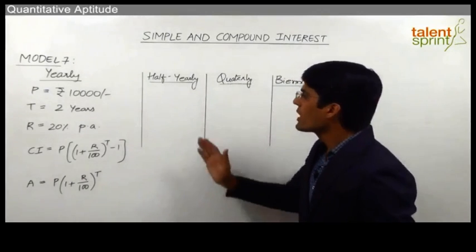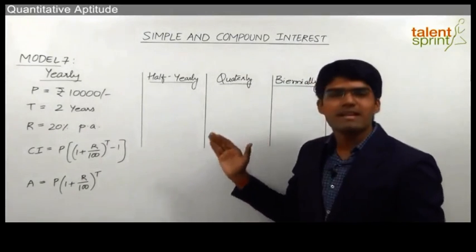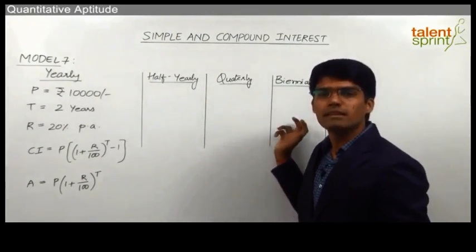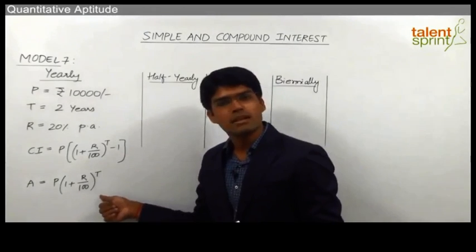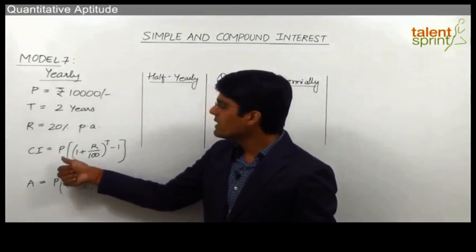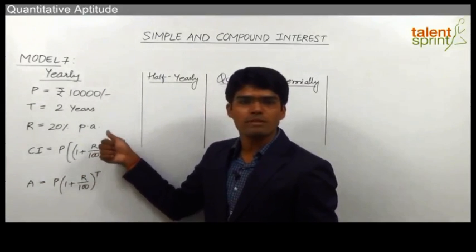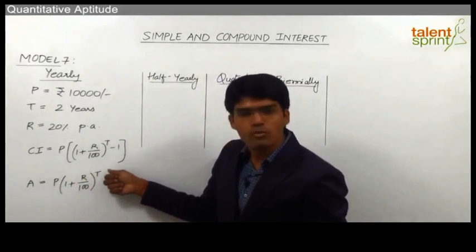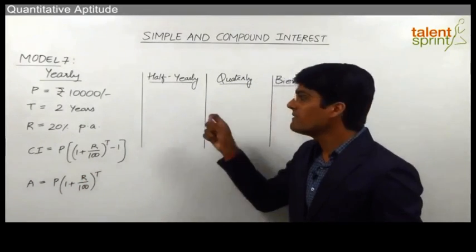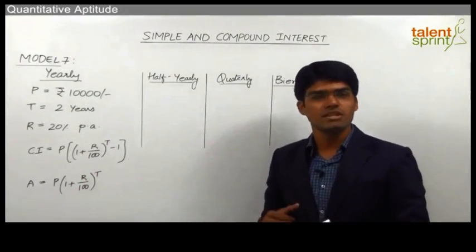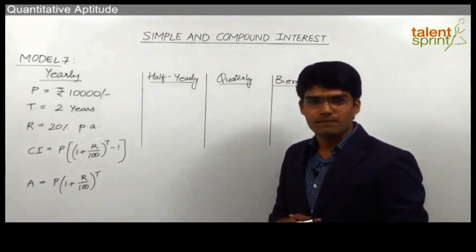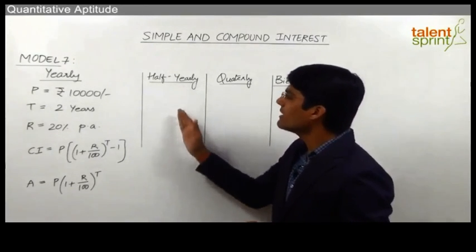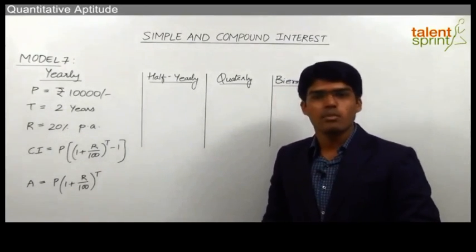Remember friends, whatever be the type of compounding, whether it is half-yearly, quarterly or biennially, the formula remains the same. Compound interest will always be P into 1 plus R by 100 whole power of T minus 1. And amount will always be P into 1 plus R by 100 whole power of T. But the way we substitute the values will be changing a bit in each of these cases. So let us understand what will be the values in case of half-yearly compounding.